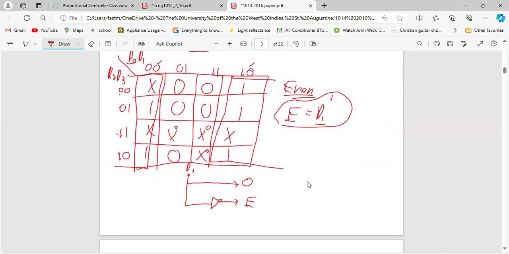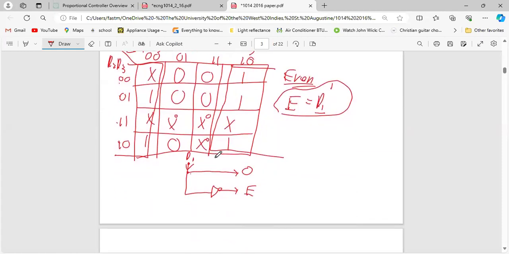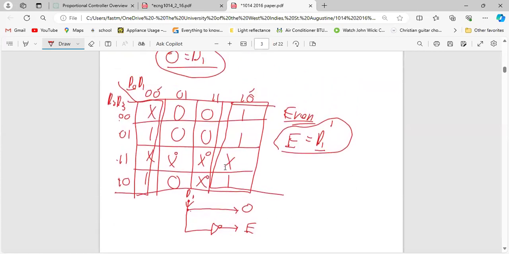Yeah, that is it. Your D1 coming in. If it is odd, you take D1 as you see, just D1. And for even, you invert it. And that is it. Nothing else.